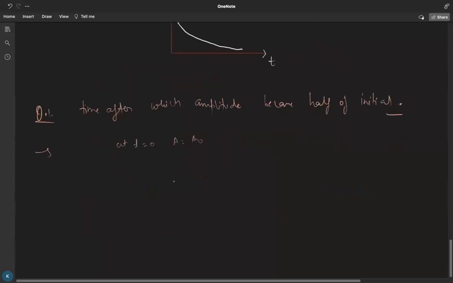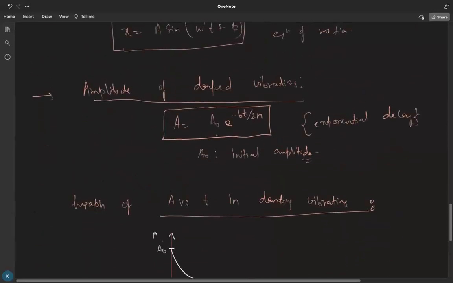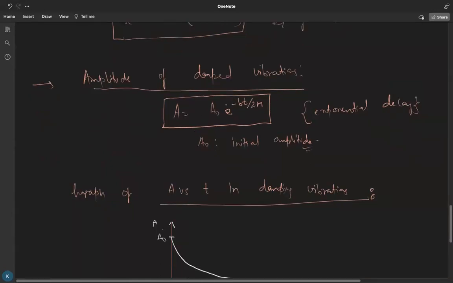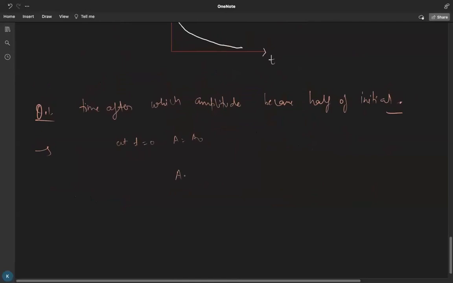And we have a relation between the amplitude at some time t. So it is actually A is equal to A naught e to the power minus bt by 2m. Right, so this is actually our equation.